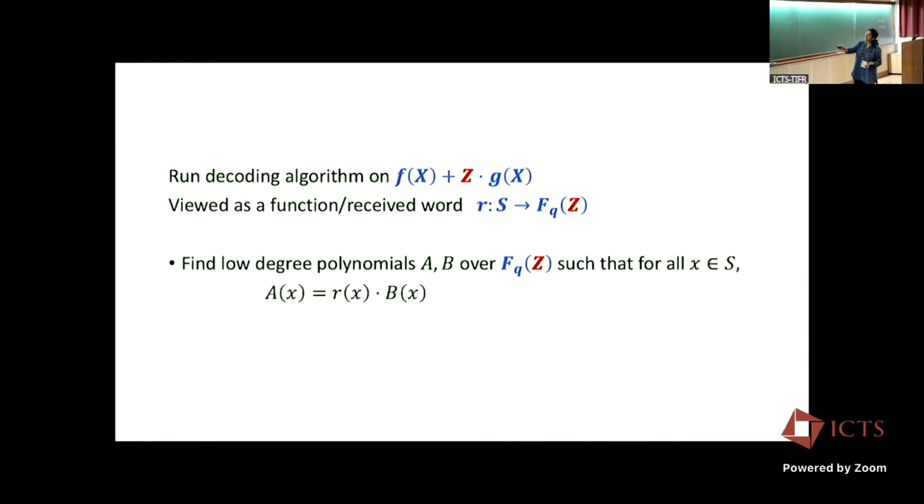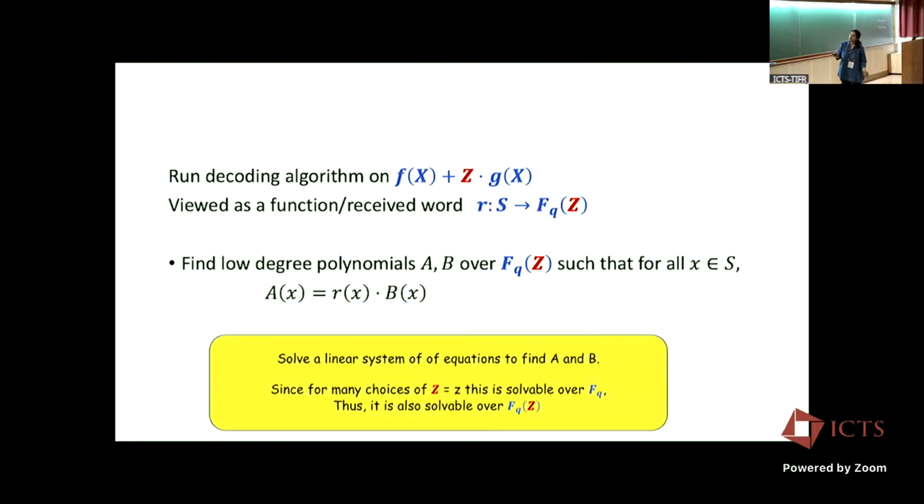So let's solve this linear system of equations and find low-degree polynomials A and B over this huge field where A of x is R of x times B of x for all x. Why should low-degree A and B exist? We have to solve a linear system to find these A and B. The fact that this linear system is solvable for many choices of little z makes it solvable also for the formal variable capital Z. So for that, we use the fact that for many choices of little z, it can be solved.